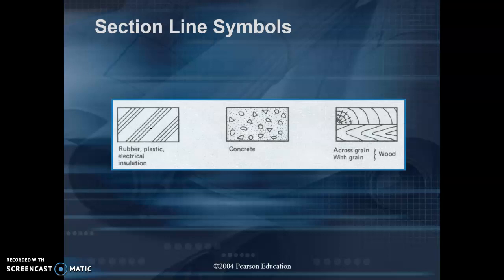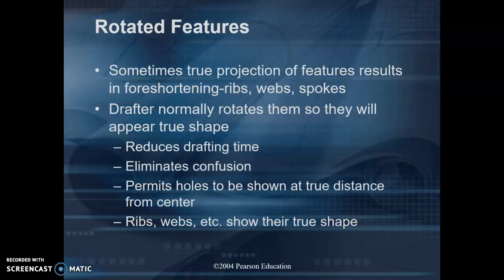Rubber or plastic can be shown with 4 lines, diagonal lines spaced close together, and a gap, and then 4 more lines. And again, I've been kind of omitting the architectural type patterns because we don't do really a whole lot of architectural prints.